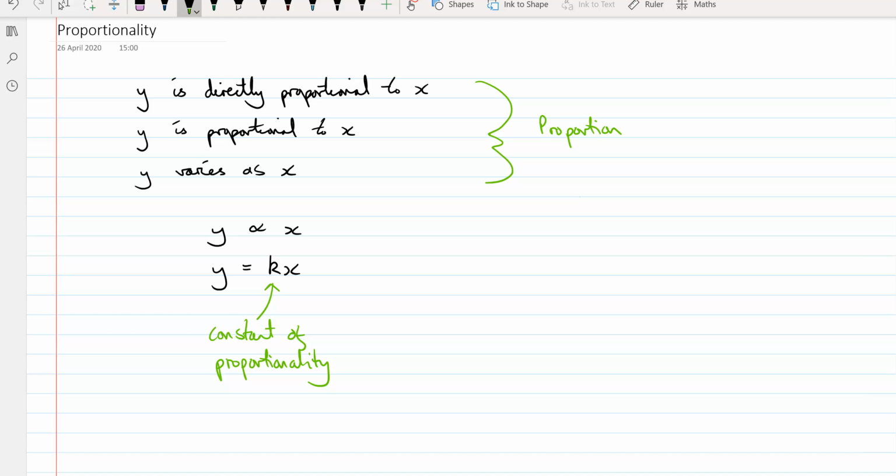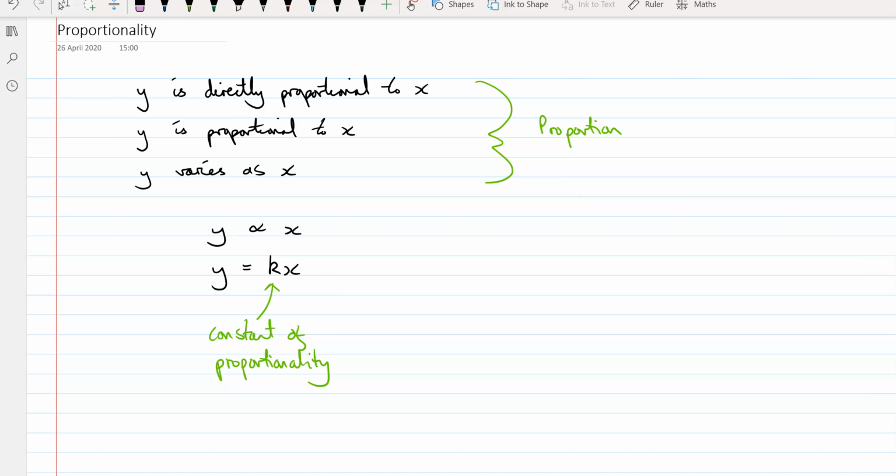It doesn't necessarily have to be y, and it doesn't necessarily have to be x. We tend to use k for the constant, but it could be y is proportional to x squared, or y is proportional to x cubed, or t is proportional to s, or something like that. So just read the question carefully and then translate it into maths. So that's the notes. Let's have a look at some examples.